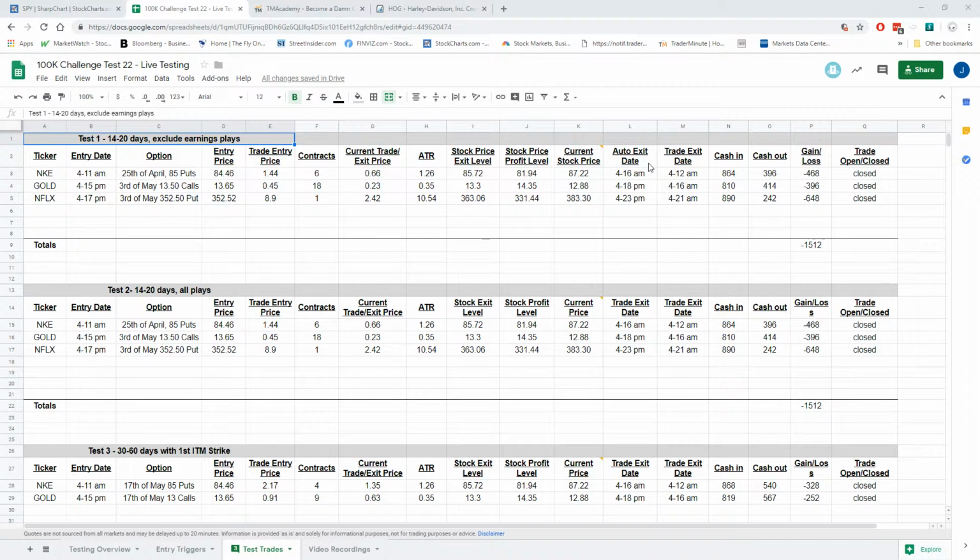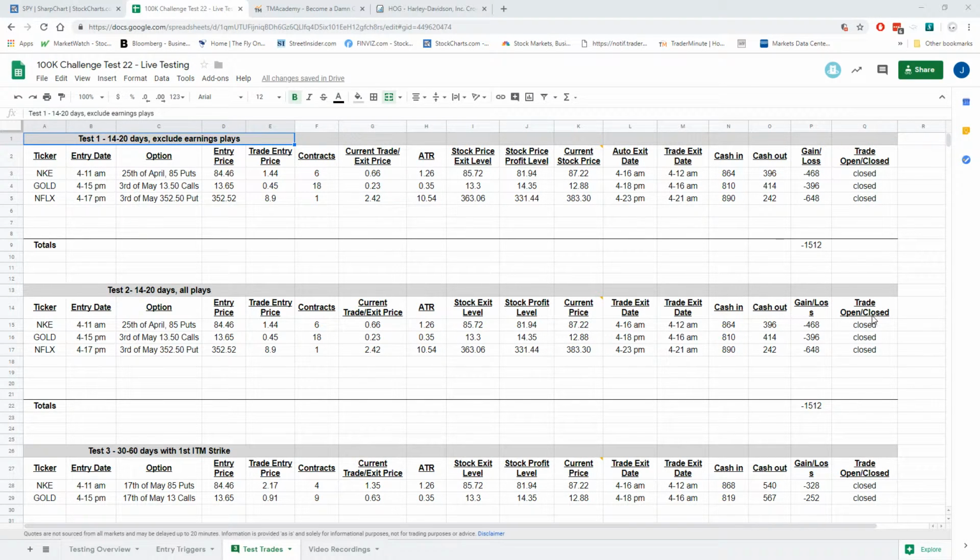Now, auto exit date. This is that 3-day date where the trade was entered, and you'll notice that this date is 3 trading days after the entry date here in column B. So it's just 3 days, AM or PM, right? So if a trade was entered in PM, then the auto exit is the PM time period, 3 trading days later. The trade exit date, so when the actual trade is exited, when the actual execution happens. Cash in, how much money was put into the trade. Cash out, how much was pulled out of the trade. The gain versus the loss, and then whether the trade is open or closed.